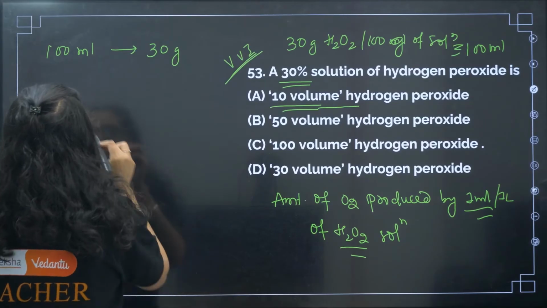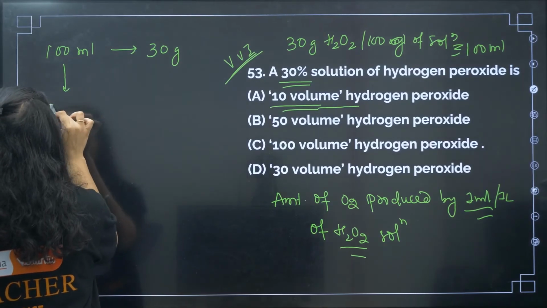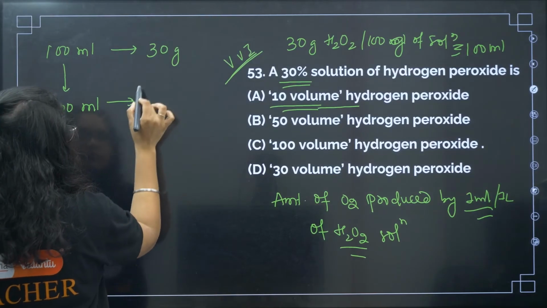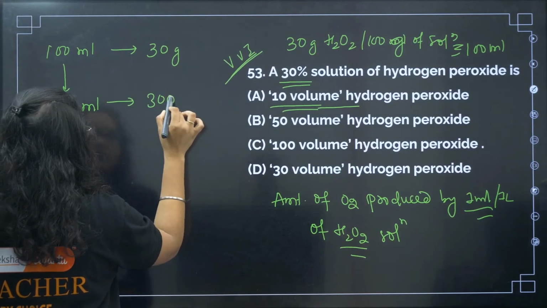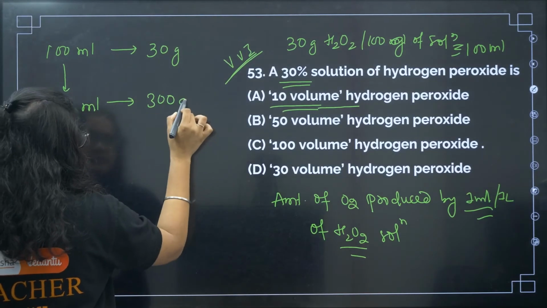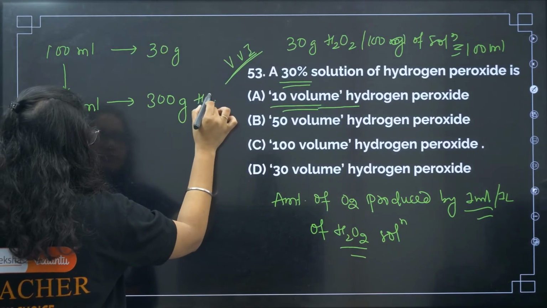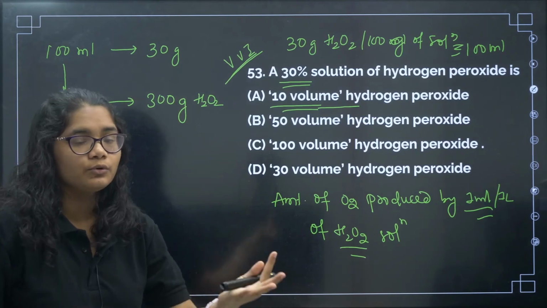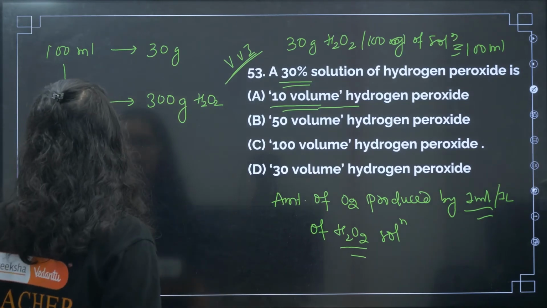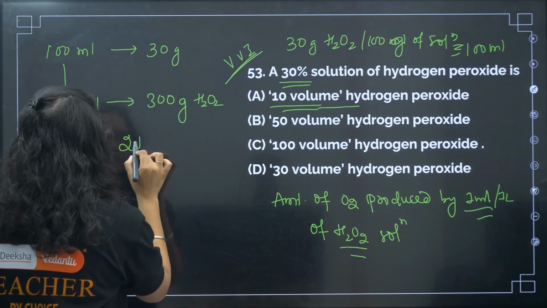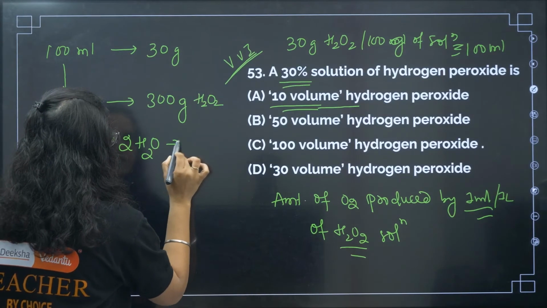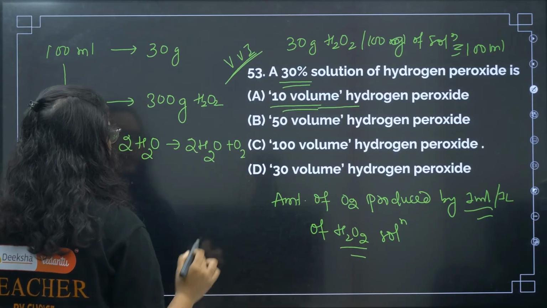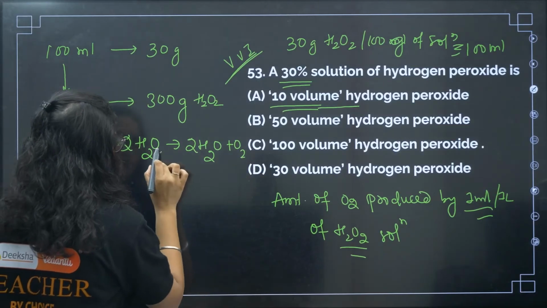So if I say 1 liter means 1000 ml, right? In 1000 ml, what will be the amount of H2O2 present? So we are multiplying by 10, so that is 300 gram of H2O2. So we need to calculate how much O2 is produced from 300 gram of H2O2. So for that we need to know the reaction. So the reaction is 2H2O2 gives 2H2O plus O2. Okay.